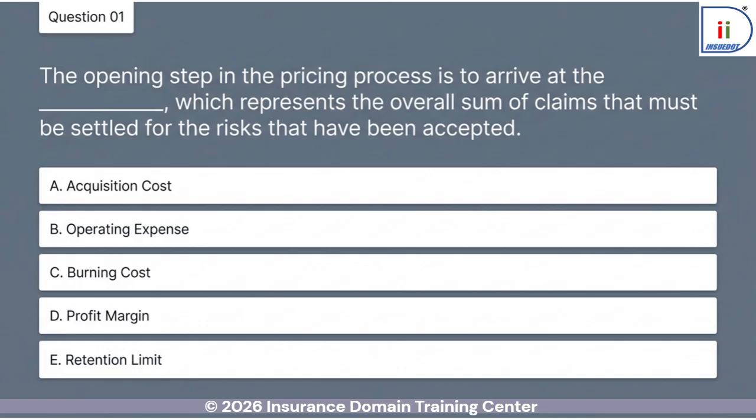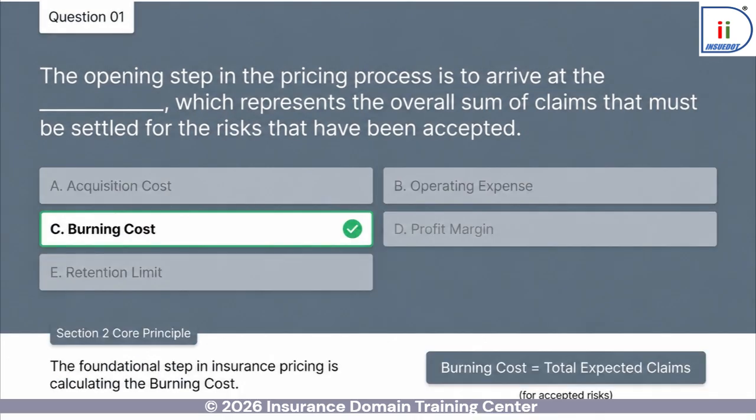Question 1. Fill in the blanks. The opening step in the pricing process is to arrive at the dash, which represents the overall sum of claims that must be settled for the risks that have been accepted. Read all the options. Have you chosen the answer? Pause the video if you need some more time. The correct answer is option B, burning cost. The opening step in the pricing process is to arrive at the burning cost, which represents the overall sum of claims that must be settled for the risks that have been accepted.